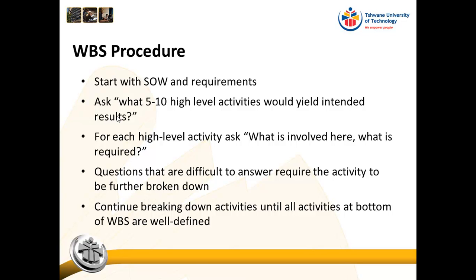We then continue breaking down the activities until all the activities at the bottom of the WBS are well defined. So what do we mean by well defined? We mean that it's explicit what must be done, and that's the first thing. And the second thing is that it can be done by one person. And another thing is that it's easy to cost. So we know how many hours it is going to take, or how much money it is going to take to do this activity.